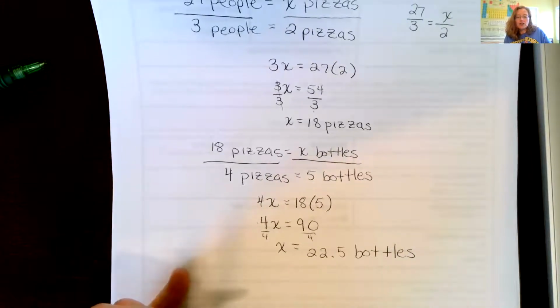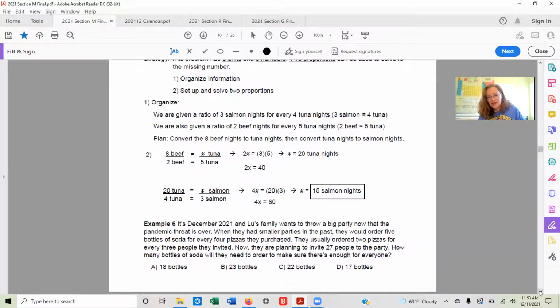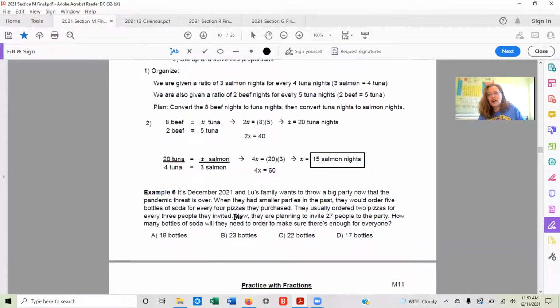Let's go back to the question, and we're going to have to use a little bit of logic, pay a little bit of attention to the details. You're like, no, I just did all that math. Why do I have to think anymore? Yeah, sorry. There is occasionally some extra thinking. I'm going to start with just the final question. Now, they are planning to invite 27 people to the party. How many bottles of soda will they need to order to make sure there's enough for everyone?